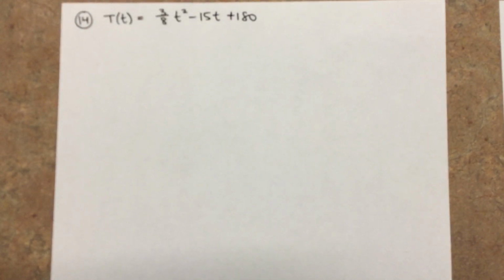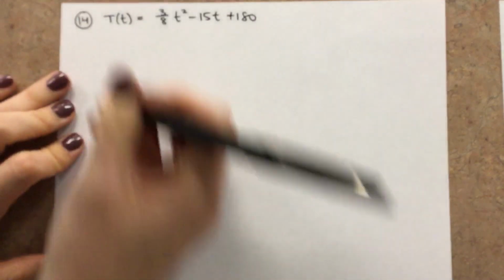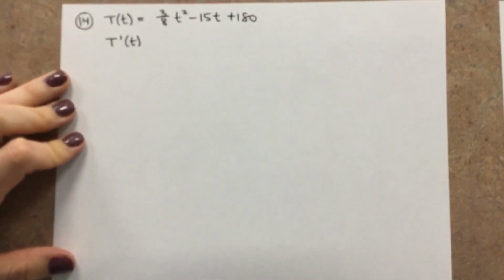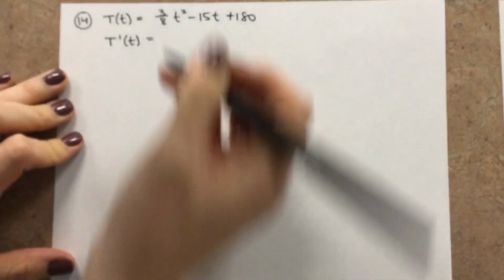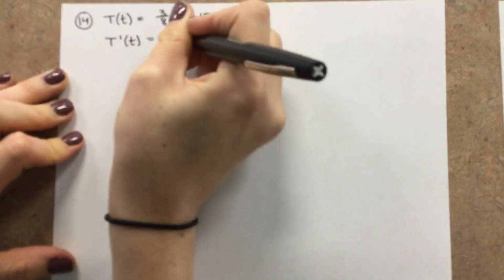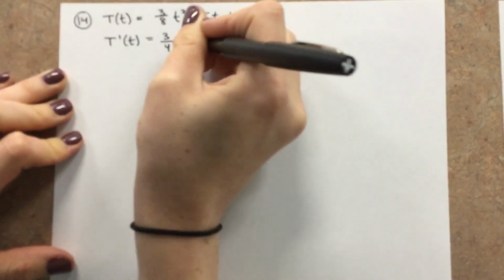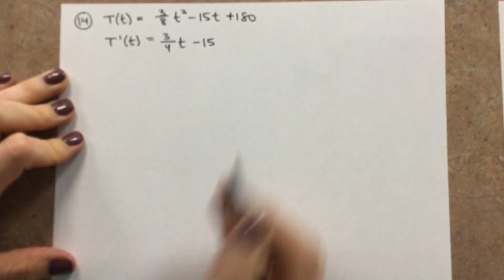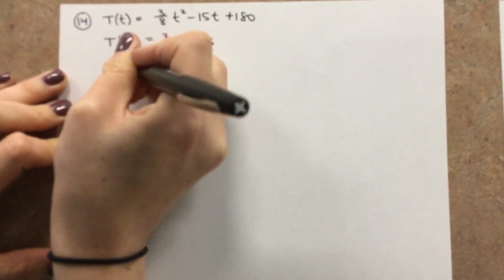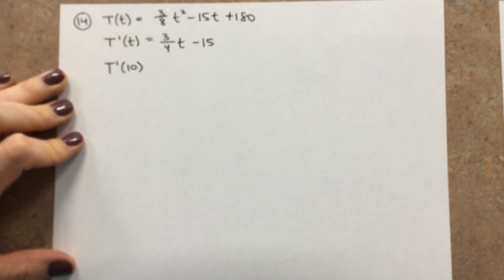So at what rate, whenever you see that, they're asking about a slope, they're asking about a derivative. So at what rate is it cooling, meaning what is the rate of change of that temperature? So we're going to take the derivative. 2 comes out front here, makes that a 6/8 or 3/4, and then it drops down to t. The derivative here would be 15. The derivative of this would be 0. And we are specifically interested in what it is at 10.